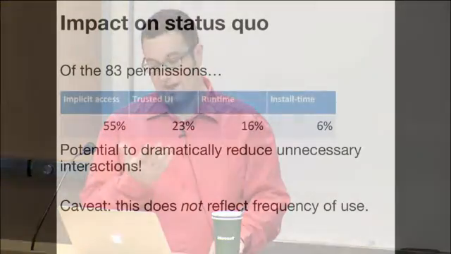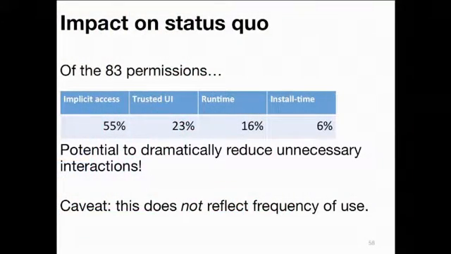So we looked at, of these 83 permissions that we started with, how many of these could be lumped into each category. And we found that actually a majority of them could be just granted without approval ahead of time, and then add some audit mechanisms. And so this has the potential to greatly reduce the number of user interactions, therefore preventing habituation. So about a quarter of these could be done with trusted UI.